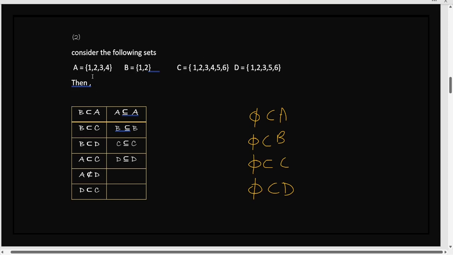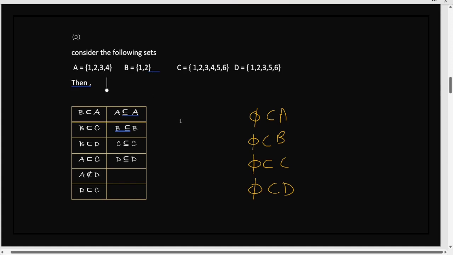A is a subset of C. Because 1, 2, 3, 4 is also contained in C, C has got extra elements. A is not a subset of D. Why? Here D is having an extra element. A is not a subset of D because the element 4 is not present in D. Agreed?